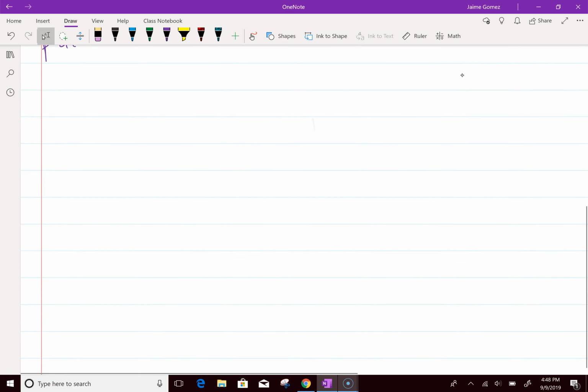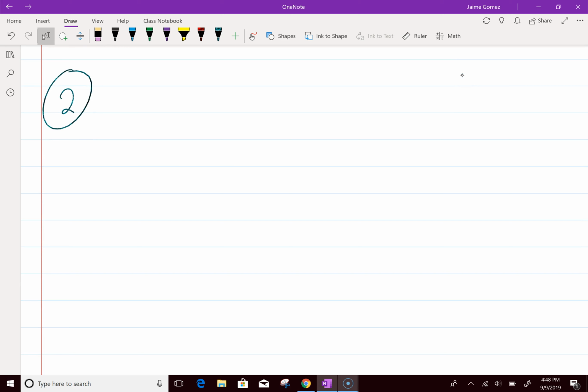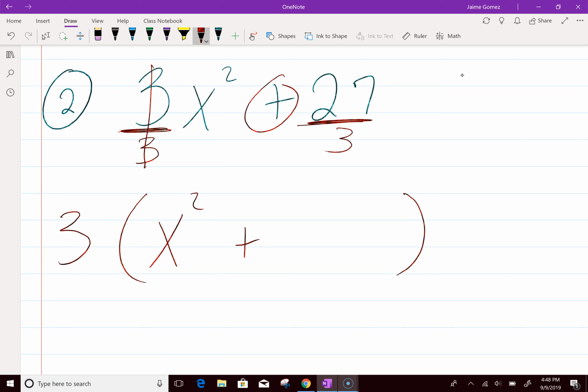Let's try another one here. Number 2, 3x squared plus 27. First, what number can I divide out? What number can I divide both of these by? By 3. And if you take out 3, the 3 goes on the outside of the parentheses. 3 divided by 3 is 1. I still have x squared right there. I still have a plus sign. And then 27 divided by 3 is 9.